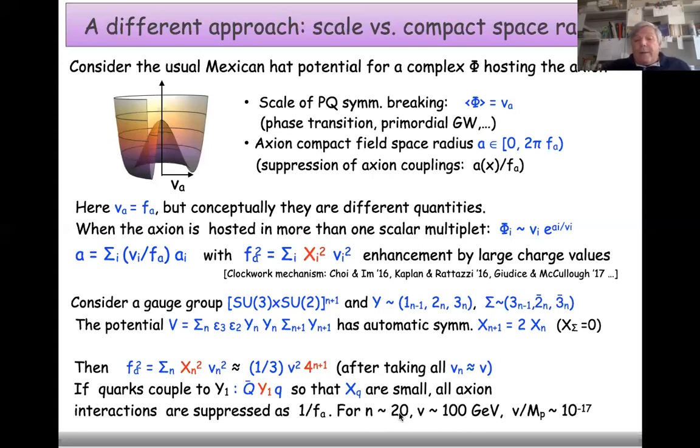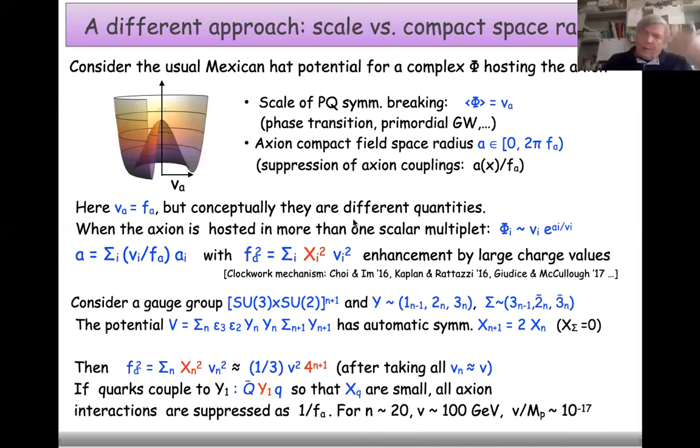But why does this solve the quality problem? Because now V divided by Planck is 10 to the minus 17. So already operators of dimension 6, when suppressed by the second power of this ratio, are safe, do not contribute to the potential of the axion in a dangerous way.